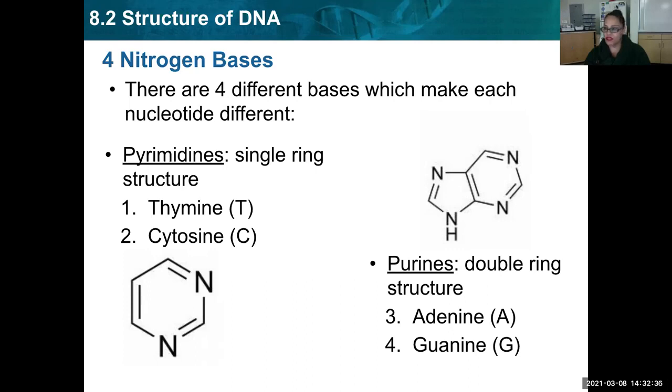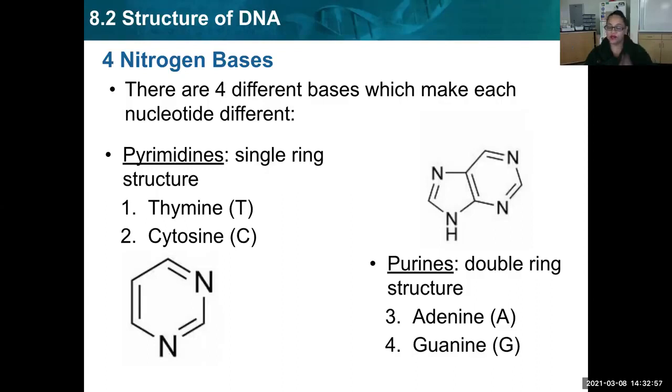The other 2 nitrogen bases are called purines. And they have a double ring structure. They're just 2 rings stuck together. And this is the A and the G. A stands for adenine, G stands for guanine.